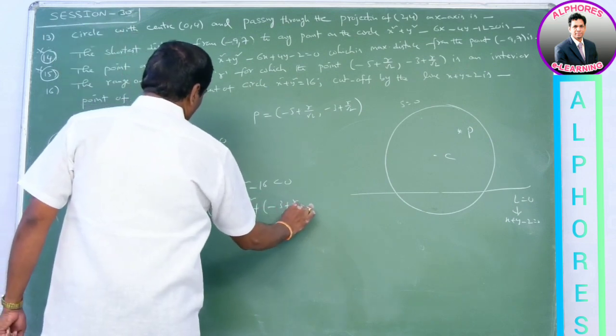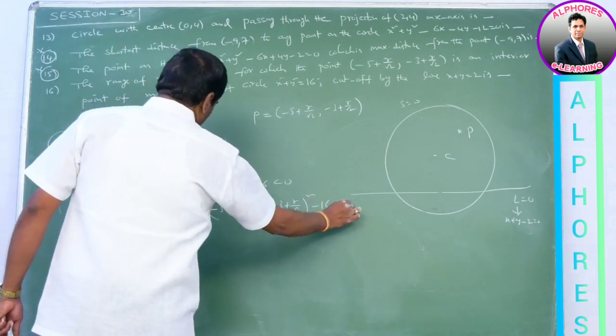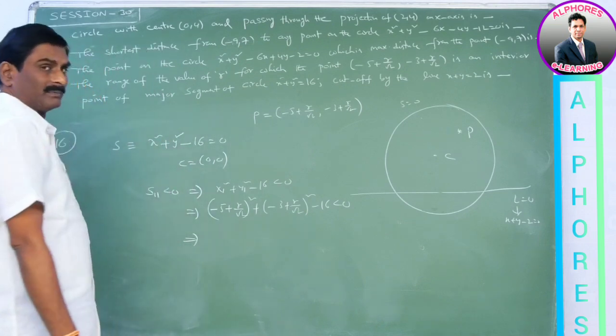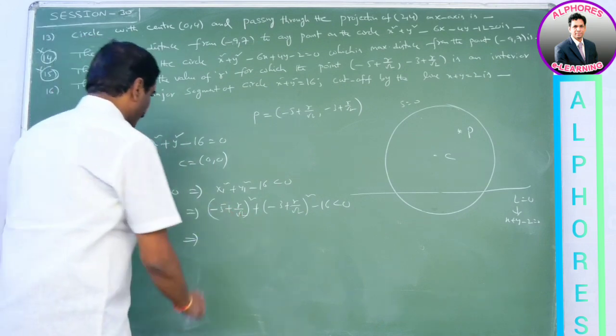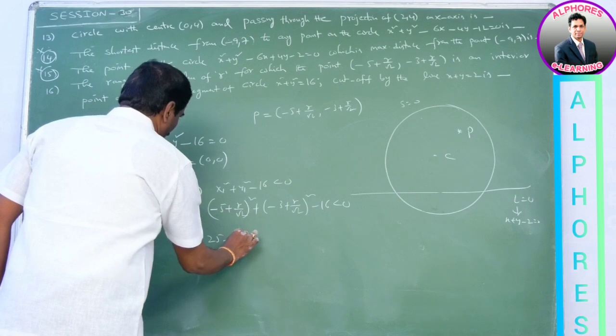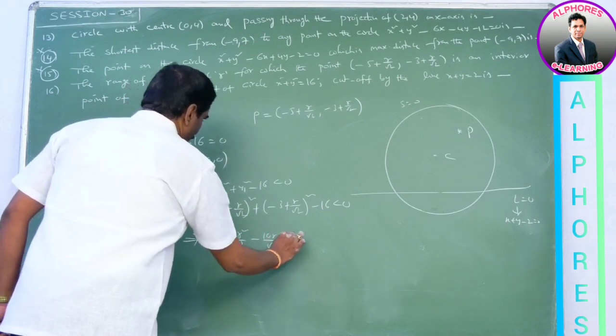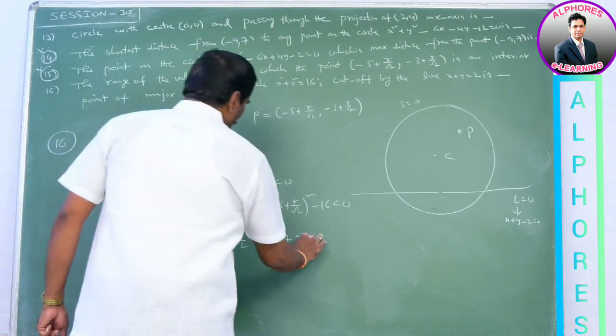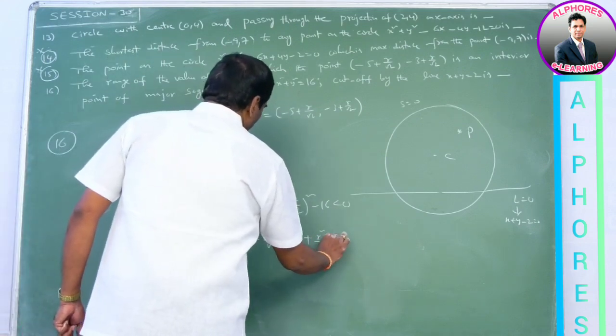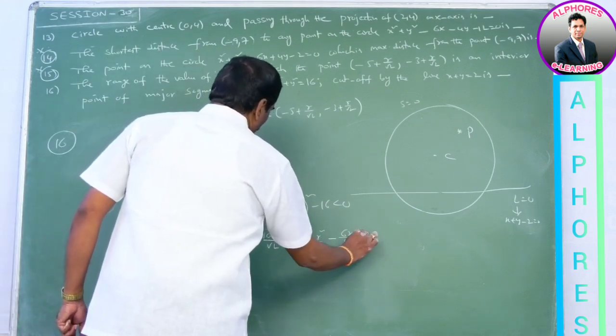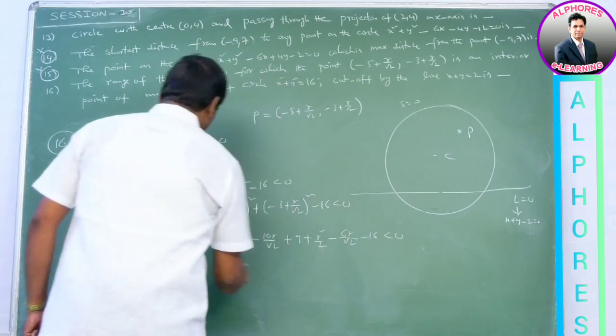Minus 3 plus r by root 2 whole square minus 16 less than 0. Okay, using (a minus b) whole square, that means 25 plus r square by 2 minus 10r by root 2, plus 9 plus r square by 2 minus 6r by root 2, minus 16 less than 0.